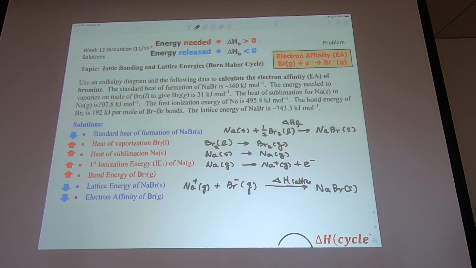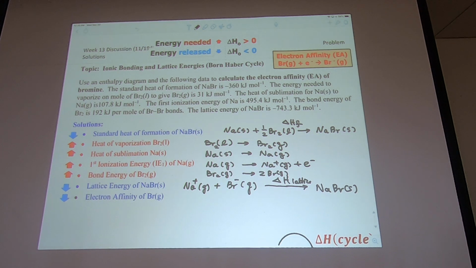And the last one here is the bond energy. Bond energy is the energy to break the bond, right? Br2 gas making 2 Br gas. So I guess that's that. So far so good, right?